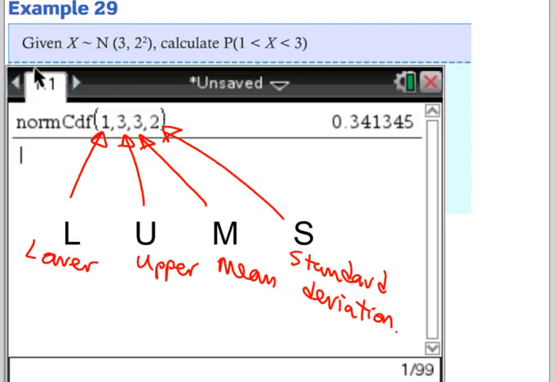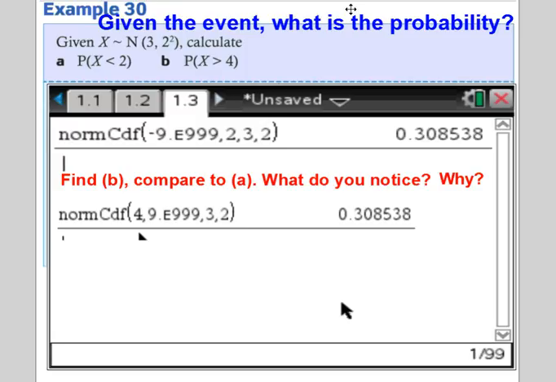Here's another way to work it out using the calculator. Normal CDF. Remember, the CDF is the cumulative distribution function, accumulating area underneath the probability density function. And here's the order: lower, upper, mean, standard deviation, LUMS. Now, in the first part of the video, we are looking at, given the event, what is the probability?